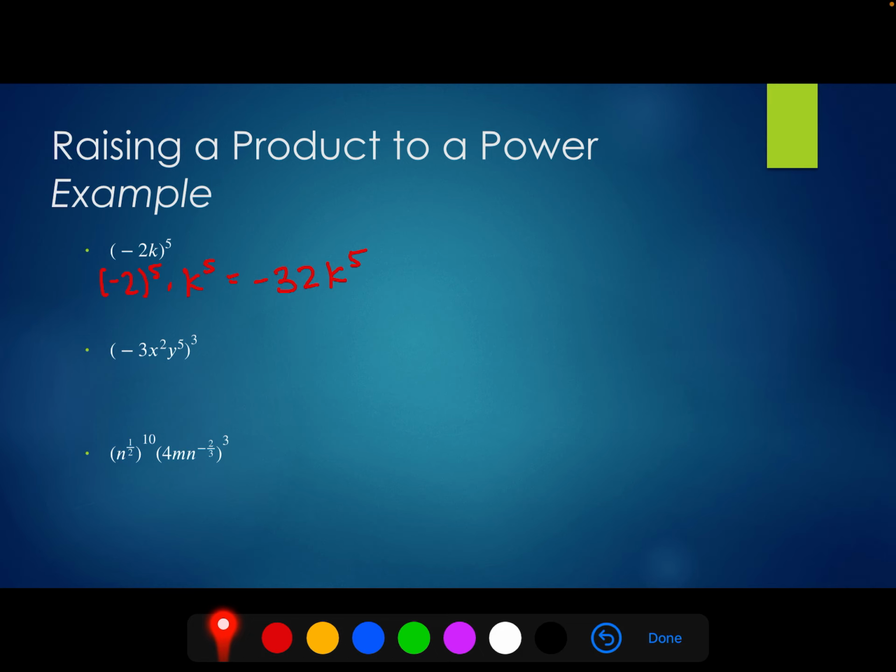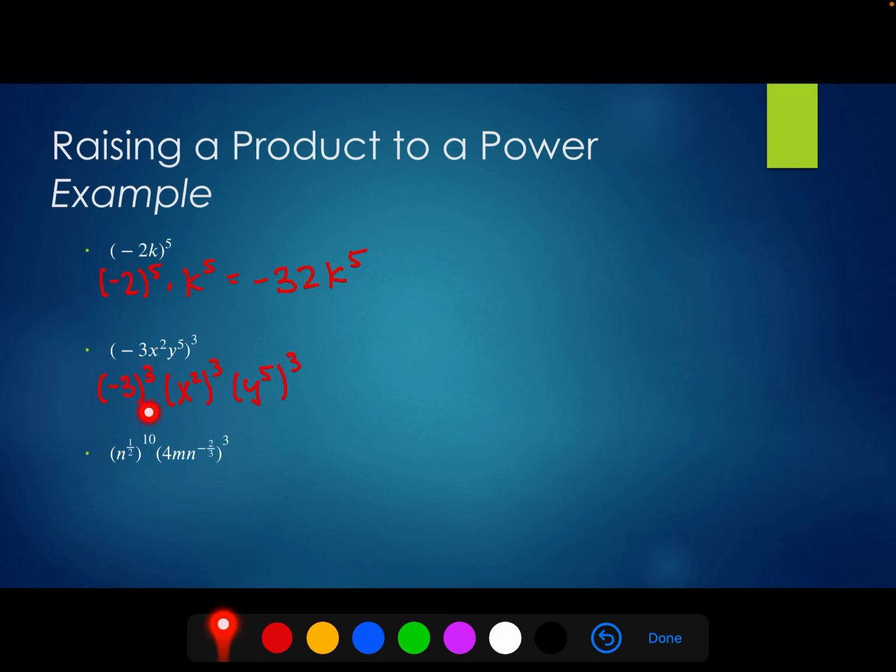We have negative 3x squared y to the fifth, and this is all being raised to the third power. So product to a power rule, we raise each factor in here to that power of 3. So we do that, and this gives us negative 3 cubed times x squared cubed times y to the fifth cubed. And now we can just go ahead and simplify.